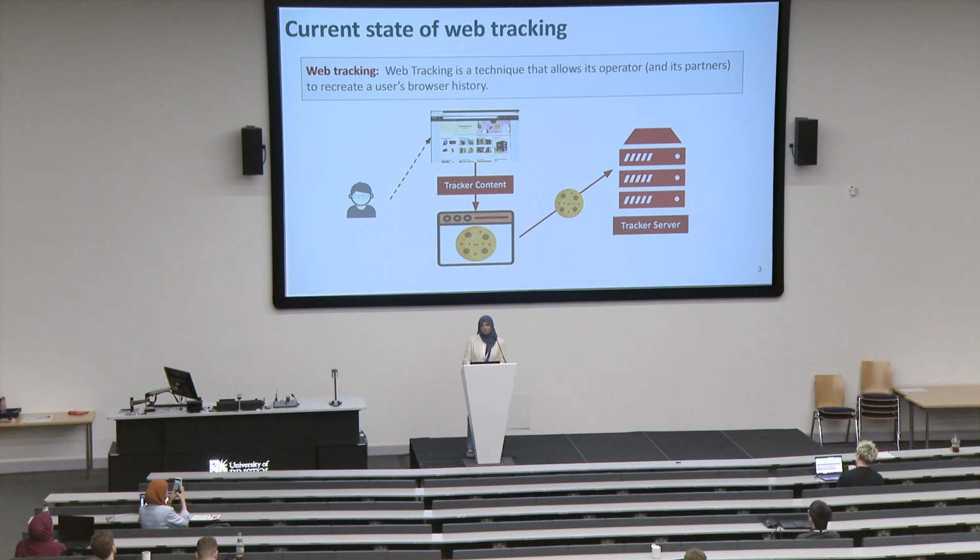Imagine a user browsing the web. Let's say the user visits Amazon.com. The website visited by the user might include content by a third-party tracker. We refer to this content as tracker content. Using this content, the tracker can place a cookie on the user's browser that will be later on redirected to the tracker server. On the server side, the tracker receives the cookie along with additional information included in the request. Using this information and the cookie, the tracker can link the website visit to the user.